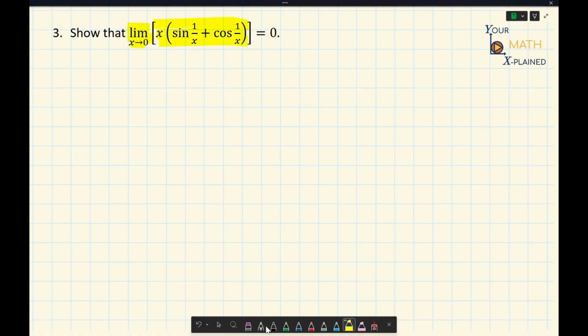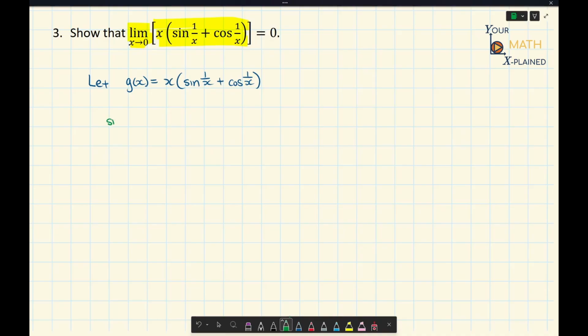So note, we can't solve this algebraically, because as x approaches 0, 1 over x is approaching infinity. And we know that sine and cosine are going to be oscillating between -1 and +1. And it's going to keep doing that as x approaches infinity. So the only way for us to show this is through the squeeze theorem. So we're going to start by letting g of x be equal to this expression here. So that'll be x times (sine of 1 over x plus cosine of 1 over x).